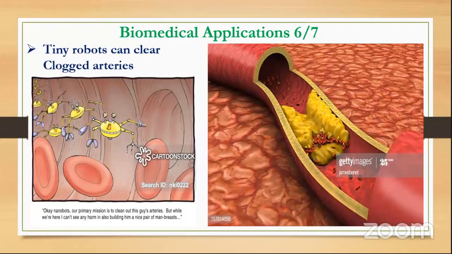Now let us see another one. Tiny robots can clear clogged arteries. Generally, due to the presence of heavy fat in our human body, it causes the formation of cholesterol in the blood.